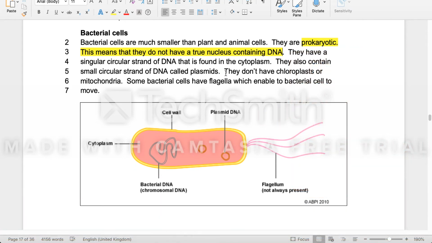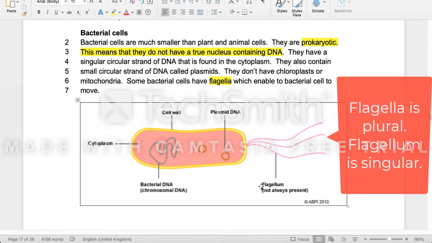They don't have chloroplasts or mitochondria, as you can see. And some bacteria cells have flagella, so I'm going to have you underline or highlight this word right here, which enable bacteria cells to move. So these 3 long pink strands right here are the flagella. Now you might notice the name says flagellum, and that's just because flagellum is singular and flagella is plural. So they're actually the same thing, just singular and plural.